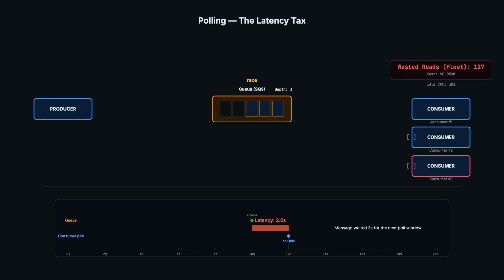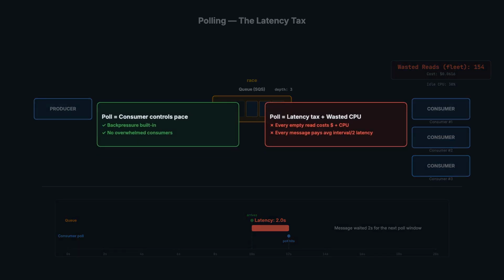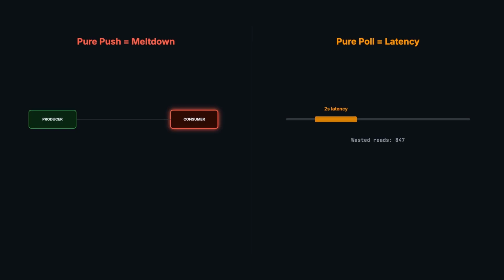The upside, consumers control their own pace. Built-in backpressure, no overwhelmed consumer. The downside, every empty read costs $1 and CPU, and the average latency you pay is your pull interval divided by 2. So pure push breaks under load, pure pull wastes compute. The answer isn't picking one, it's combining them together.